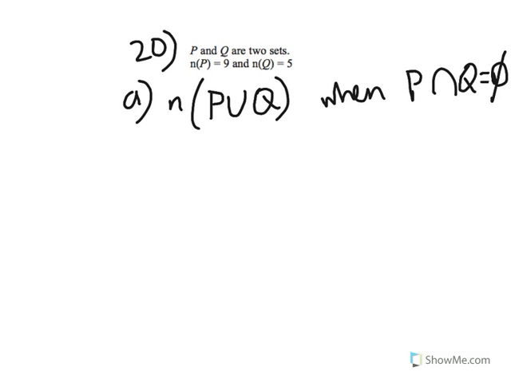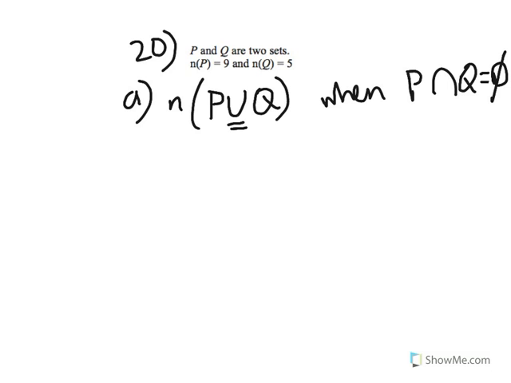Okay, question 20, they've given the two sets P and Q, and they've said the number of elements in P is 9, and the number of elements in Q is 5. So they haven't given you the exact elements in each, right? They might have overlapping elements or similar elements, but you don't know. So 20a is asking you to find the number of elements in P union Q. This symbol is nothing but union, and it means all the numbers that are in either set.